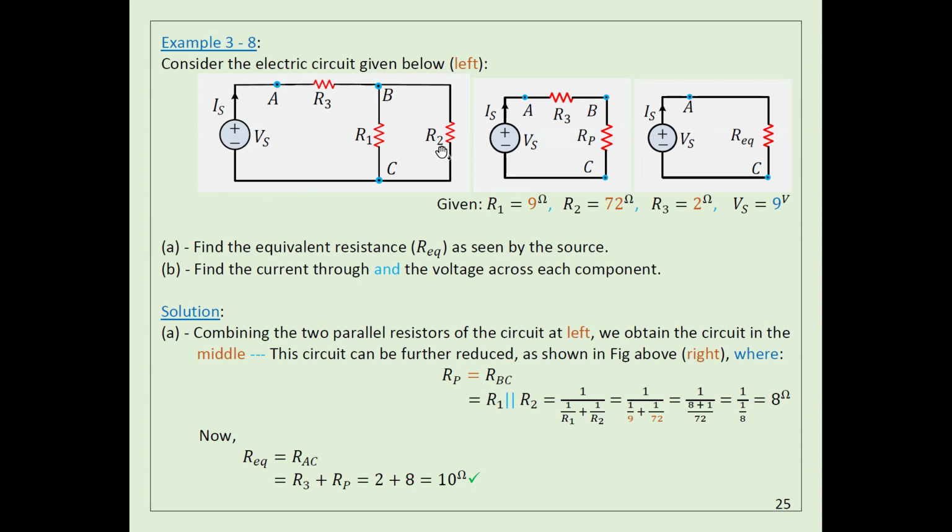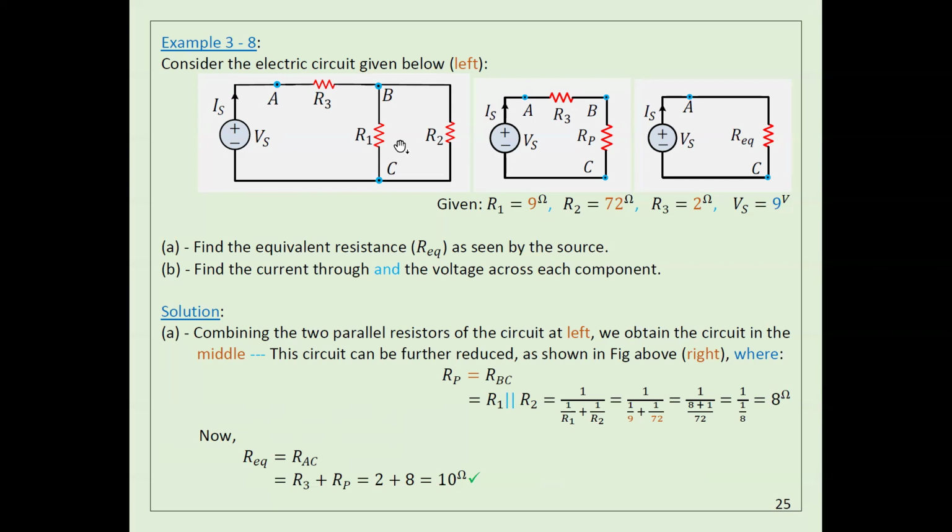R1 and R2 are in parallel because this point and this point are the same. The voltage here is the same as the voltage here. So I can use the formula for parallel resistance to calculate this resistance here, RP. RP is R1 in parallel to R2. You can use the formula we already know. In the case of two resistors, it's R1 times R2 divided by R1 plus R2. This is not the general formula for any number of resistors. But anyway, now RP is equivalent to these two.